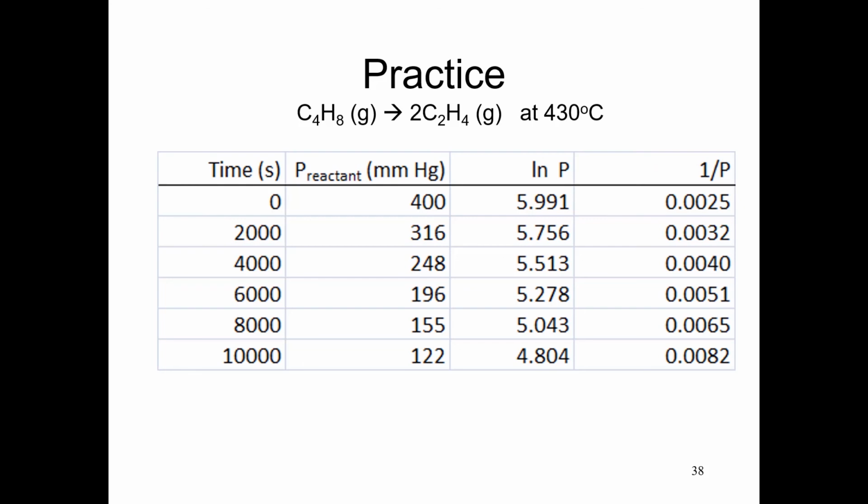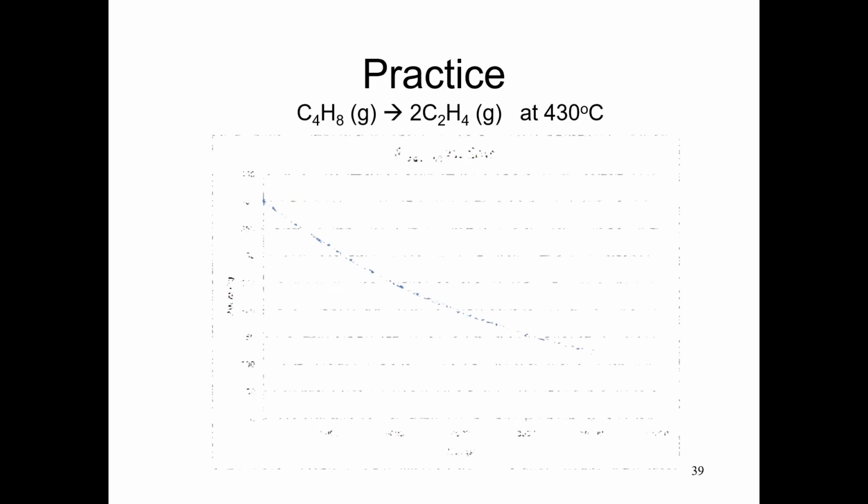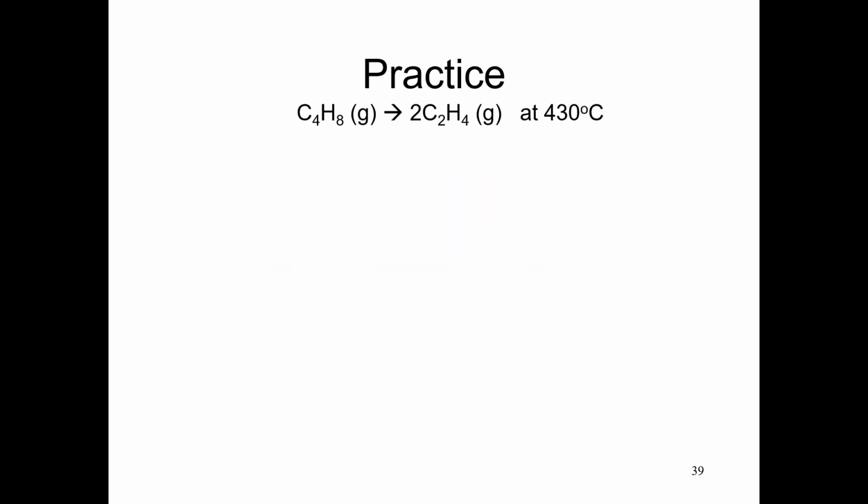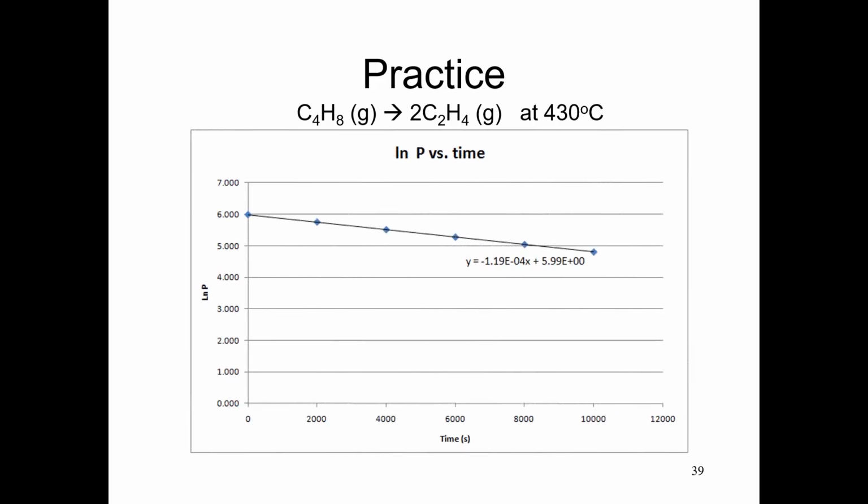Let's start with the test for 0 order, which would be pressure versus time. That's the one we have here. Notice that it's giving me a curve. It doesn't change a whole lot, but it is still a curve. Let's see if the other ones work better. Let's try the log of the pressure versus time. This is the test for first order.